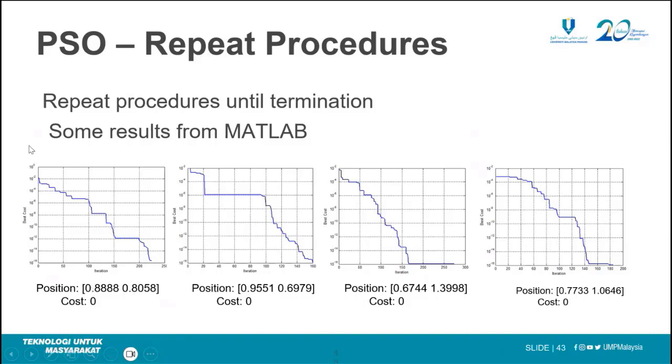So this is normal in metaheuristic algorithms. It will have different or multiple solutions that come out with the minimum cost, or minimum fitness function value.